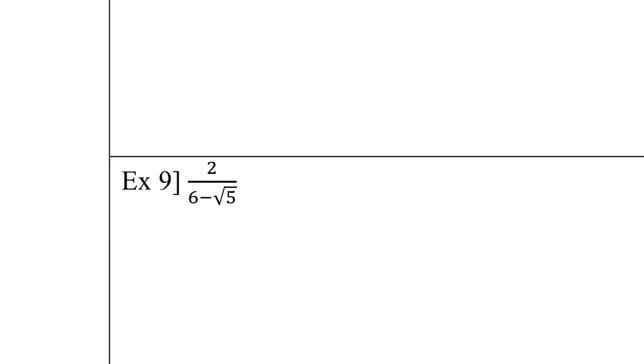Example 9, 2 over 6 minus the square root of 5. So this is another place we're going to have to use the conjugate. The conjugate is the same expression with the opposite sign in the middle. So in this case, we're going to multiply 6 plus the square root of 5 to the numerator and the denominator.